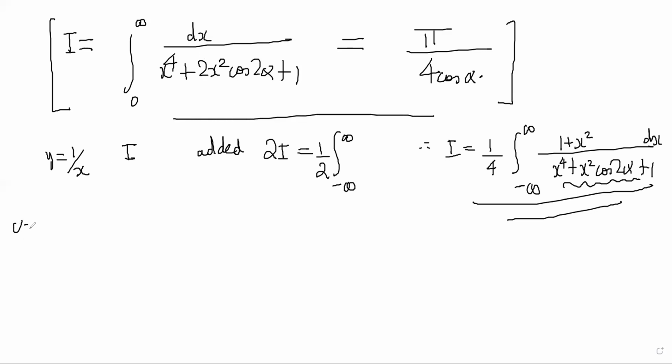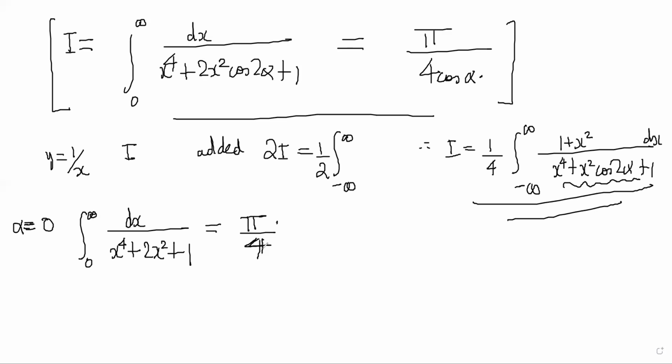So now put alpha is equal to 0. If alpha is equal to 0, I get the integral 0 to infinity dx by x power 4 plus 2x square plus 1, and this is equal to basically pi by 4. Put alpha is equal to pi by 2, you will get 0 to infinity dx by x power 4 minus 2x square plus 1, and that integral is not defined because you cannot put alpha pi by 2 here. So that integral blows up, so we'll not consider that case.